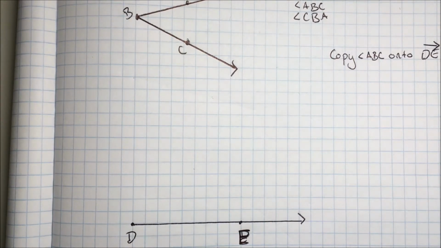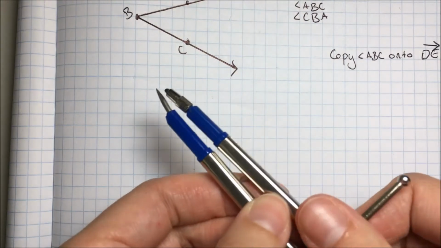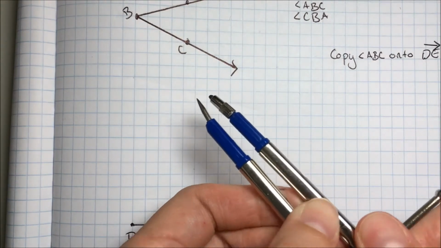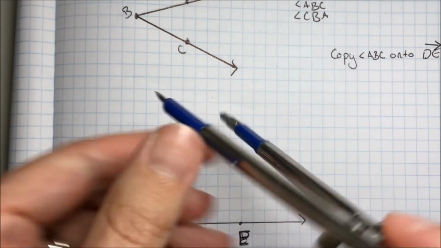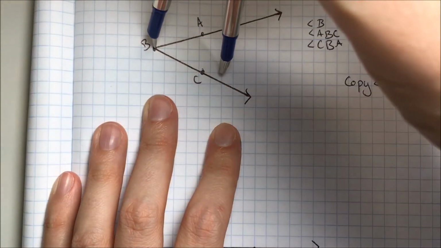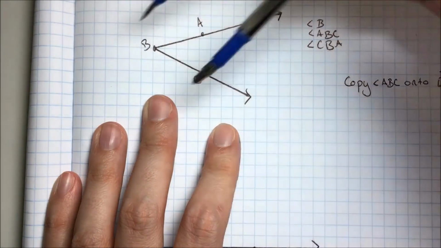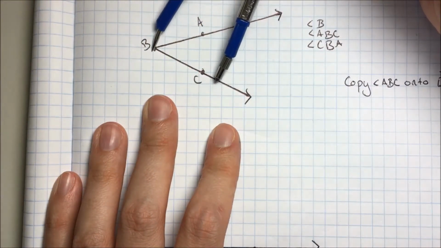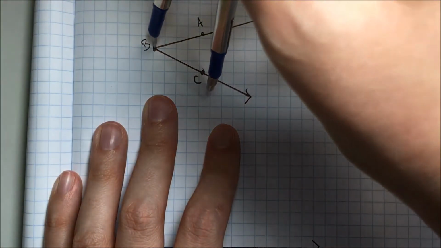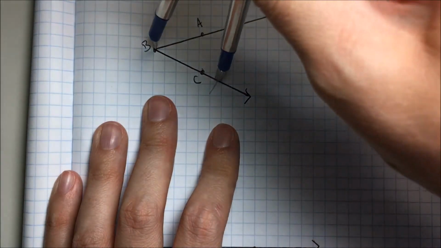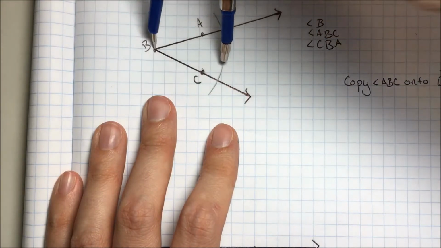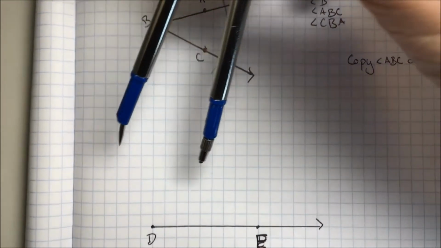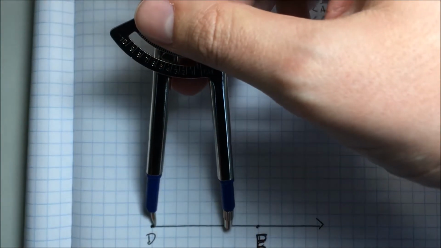So the first thing we're going to do is we're going to take our handy dandy compass. I'm going to open it up. And we're going to open it up to any measure. I'm going to do a couple inches. And we're going to create an arc centered at B. And we're going to use that same radius and create an arc centered at D.